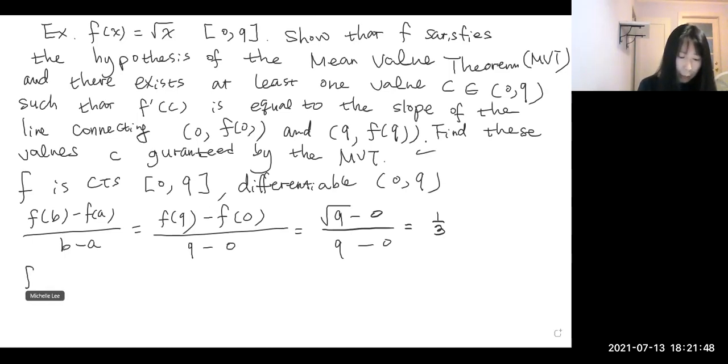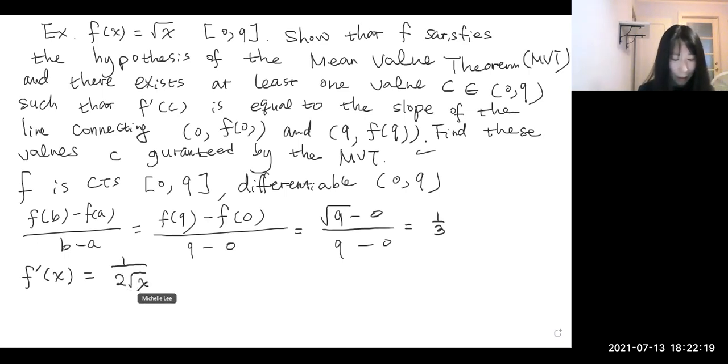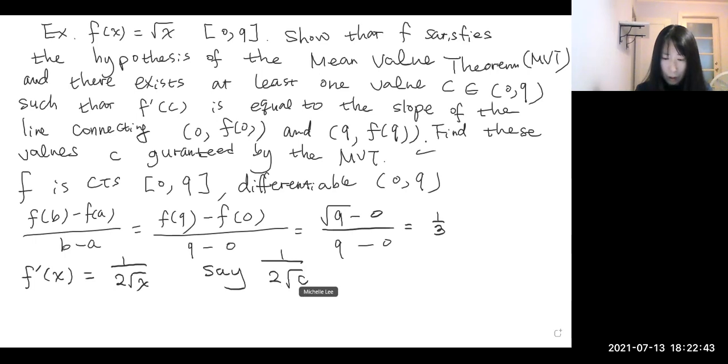Now, f prime of x, what do you get for this one? 1 over 2 square root of x. So we need a negative? No? Yeah. Oh, yeah, I mean, you already, yeah, never mind. It's 1 over 2 square root of x, correct, right? Then look, the mean value theorem says that f prime of c equals the slope of the secant line, right? So then we can say that, let me change x into c, equals 1/3.